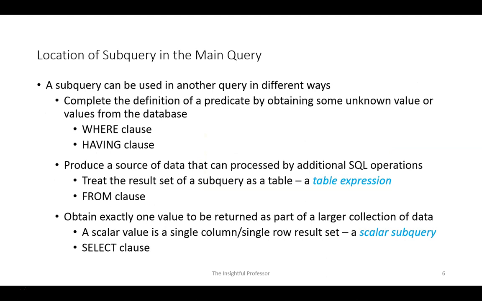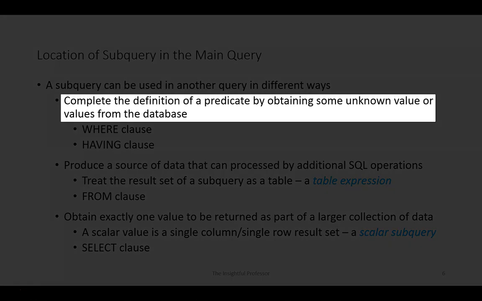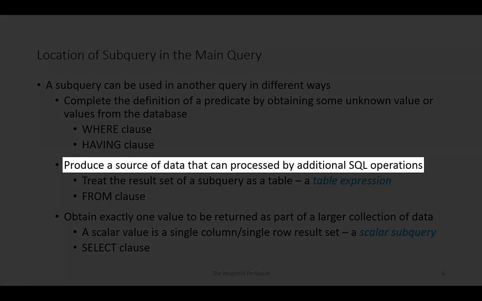So where can we include a subquery within the main query? Well, there are some different options here. We could complete the definition of a predicate by obtaining some unknown value or values from the database. This is exactly what we've just been describing. We could then place the subquery which obtains that unknown value in a where clause. Or if it had to do with an aggregate type of value, we could insert the subquery call within the having clause.